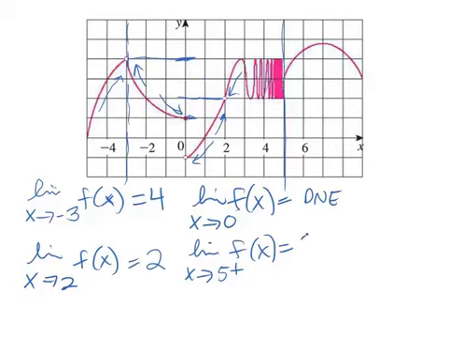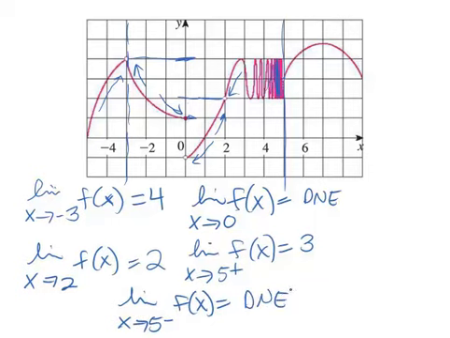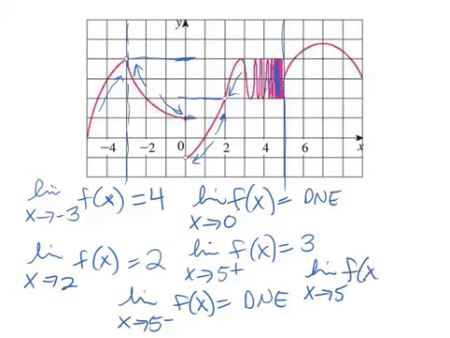If we looked at the limit as x approaches 5 from the left-hand side, so now we're looking at a left-hand limit, as we approach 5 from the left-hand side, this function just continues to oscillate back and forth, and so this left-hand limit does not exist. Because the right-hand limit is 3 but the left-hand limit does not exist, then if we wanted the limit as x approaches 5 of the function, it does not exist.